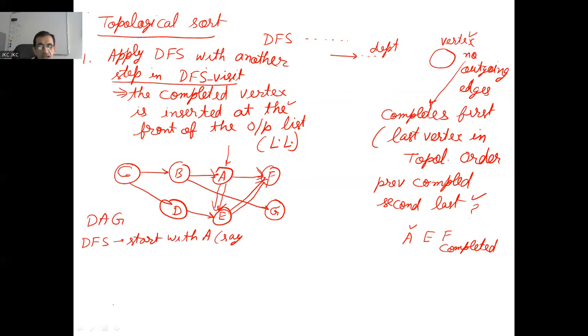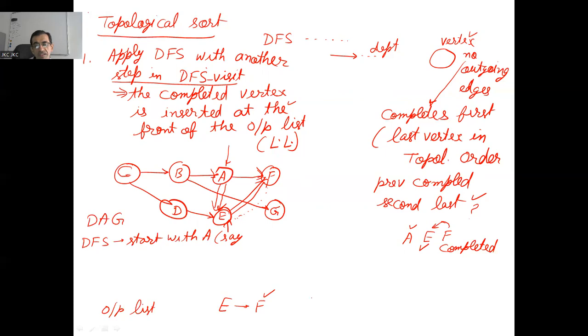Completed will mean I have my output list. Output list initially empty. F gets added to this. From F, then I backtrack to the previous node, which is E. E has no further outgoing edge. E also completed. So E completed will mean E gets appended to the linked list.